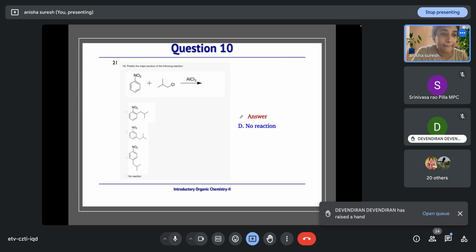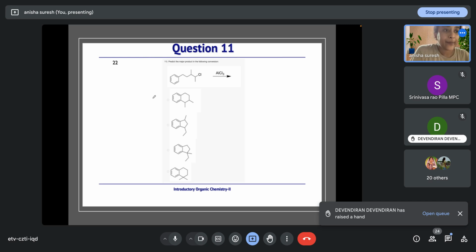Clear? There will not be a reaction. Because of the electron withdrawing nature of the nitro group, ortho position and para position will be carrying positive charges, hence attack of this electrophile will not be possible. That is why there will not be any reaction in this case.